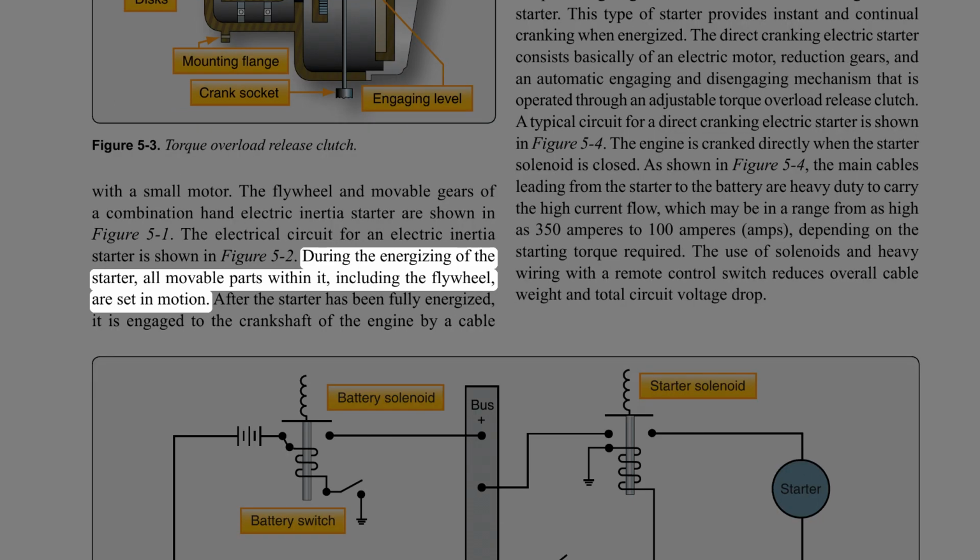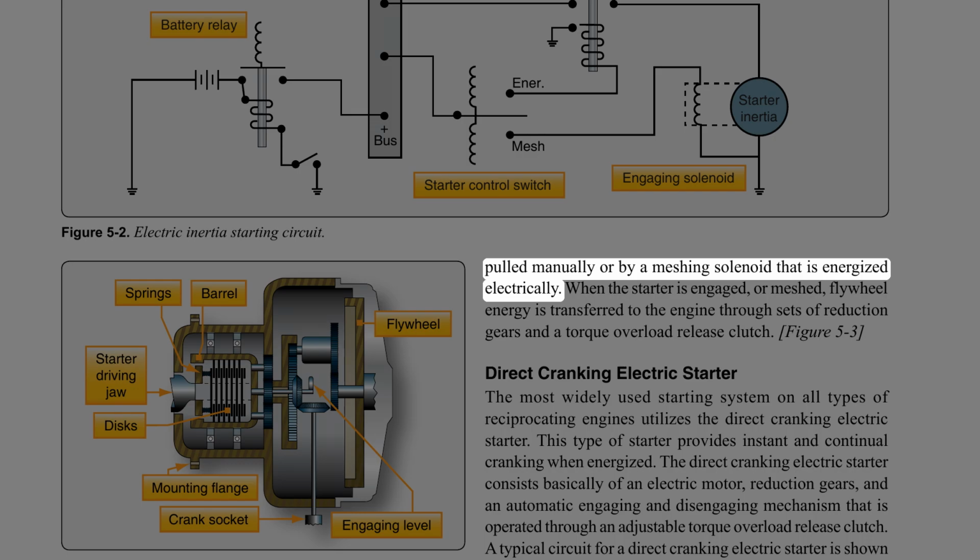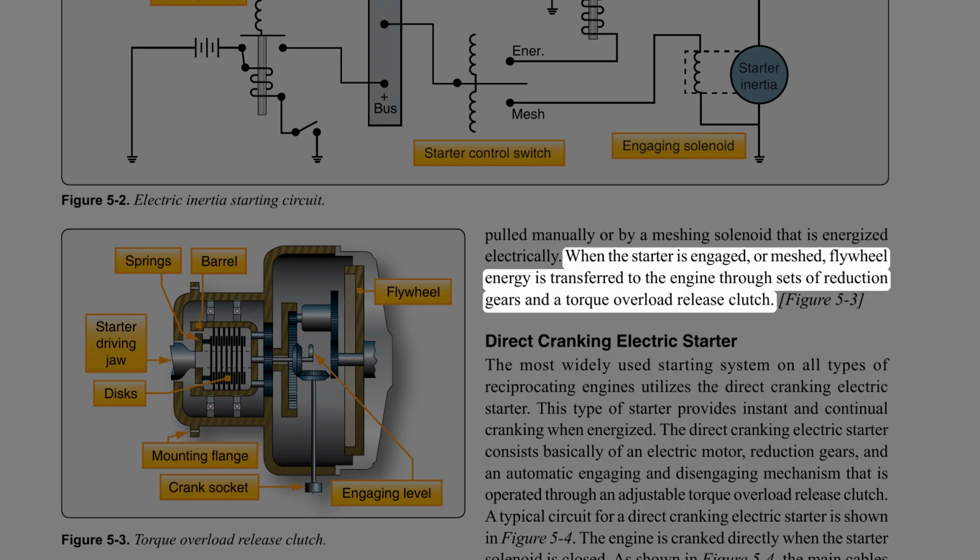During the energizing of the starter, all movable parts within it, including the flywheel, are set in motion. After the starter has been fully energized, it is engaged to the crankshaft of the engine by a cable, pulled manually, or by a meshing solenoid that is energized electrically. When the starter is engaged, or meshed, flywheel energy is transferred to the engine through sets of reduction gears and a torque overload release clutch.